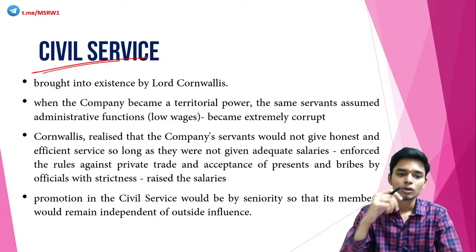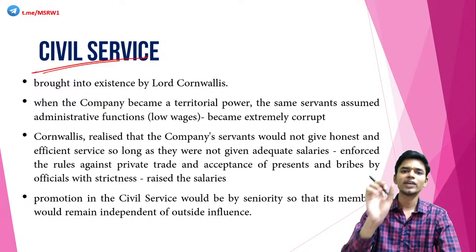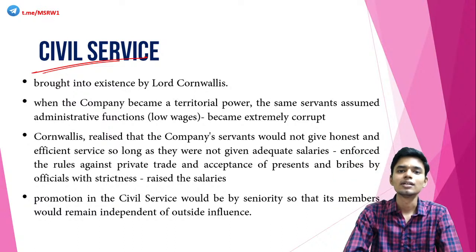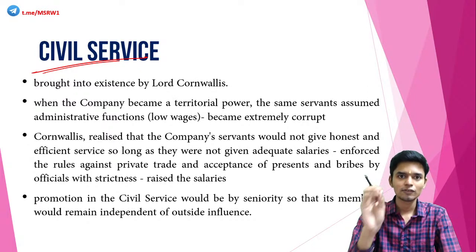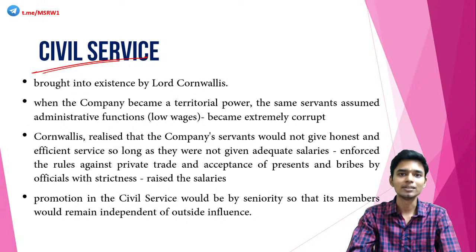Okay, so what did he do? Cornwallis realized that the company servants would not give honest and efficient service so long as they were not given adequate salaries. Okay, small amount of wages will not do. So Cornwallis decided to enhance the wages or salaries of the servants of the East India Company. Okay, during the time of Cornwallis, civil service in India became the highest paid job in the world. Okay, being a civil servant of English East India Company became the highest paid job in the world. So by giving that kind of high salaries, Cornwallis made sure that the servants of the company will not engage in corrupt means, etc., thereby saving the English East India Company.